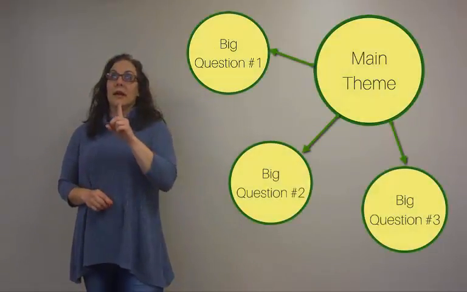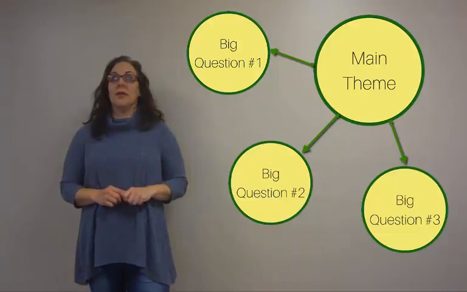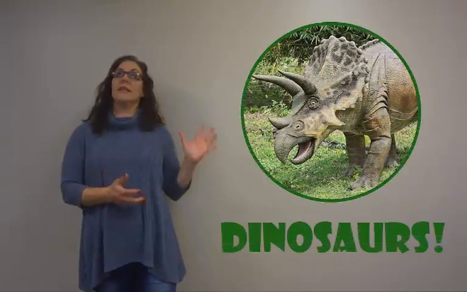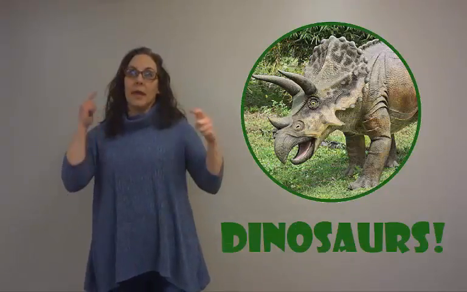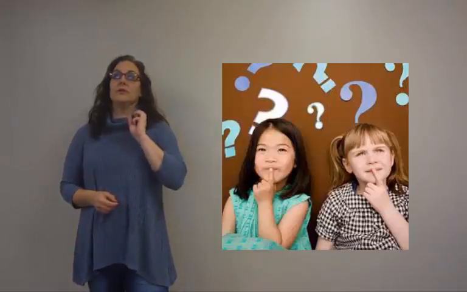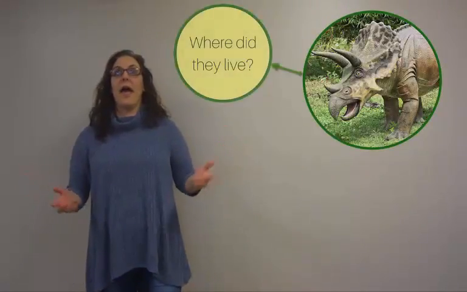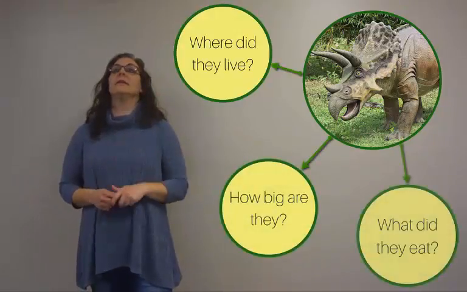The first step for the concept map is to choose a theme. For this demonstration, we will be using the theme of dinosaurs. Next, think about the main idea you want children to learn. What questions might children have about your theme? We are going to use 3 big questions or big ideas to help children learn about dinosaurs. Where do they live? How big are they? And what did they eat?